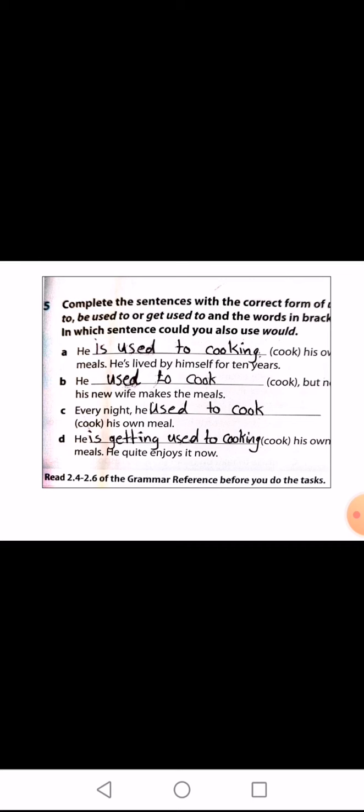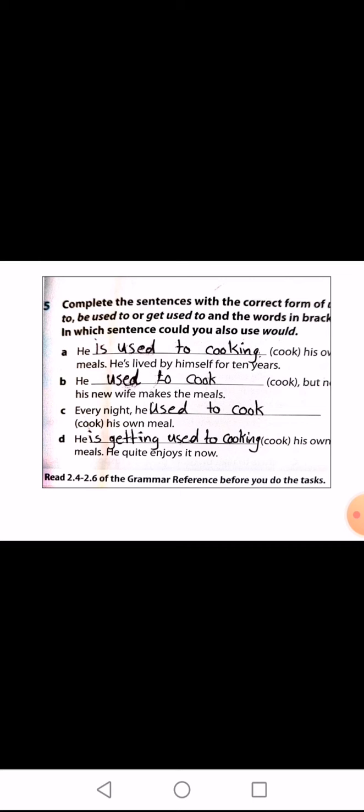Number 2, he used to cook but now his new wife makes the meal. هو كان يطبخ، كان معتاد إنه يطبخ بس but now his wife مرته اللي بتطبخ. عشان because of that we use used to. Events in the past but not now. Every night he used to cook his own meal. كان هو متعود يطبخ أكله كل يوم بالليل. Every night لأنه regular.